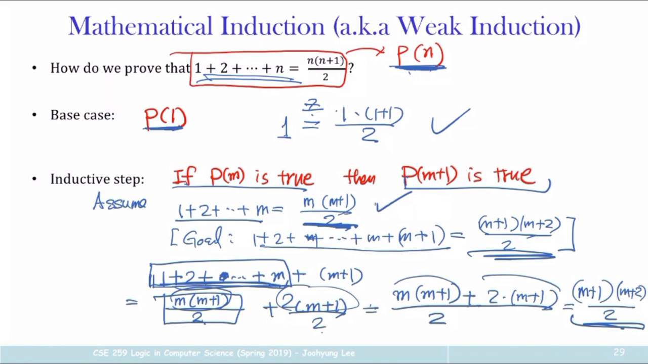Yes? Where did you get the 2 times (m plus 1) again? This one? Yeah. So we have m plus 1 here, right? And m plus 1 is equal to 2 times (m plus 1) over 2, right? Because I multiply the numerator and denominator by 2. So m plus 1 here is equal to this guy. The reason that I changed to this is because I want to make 2 the denominator so that I can add these two numbers. Okay? So by the induction principle, if we prove these two facts, then we are done.